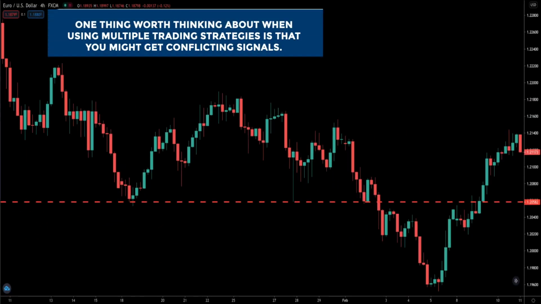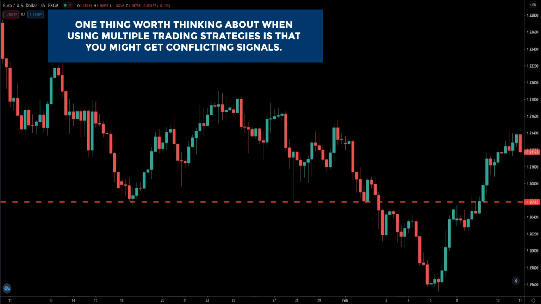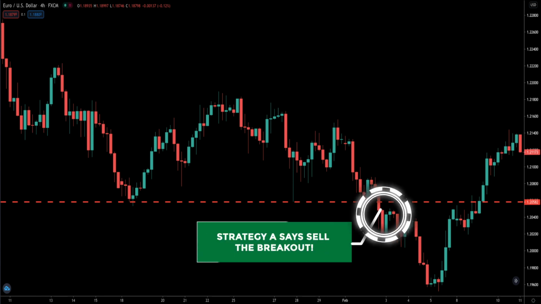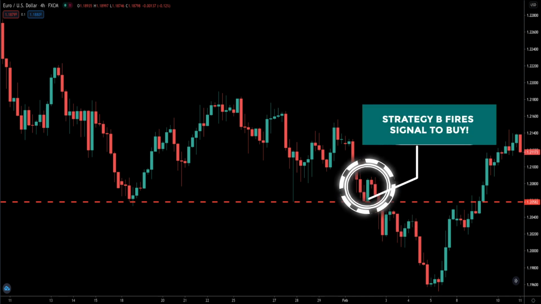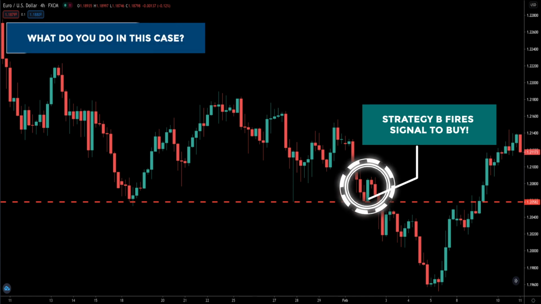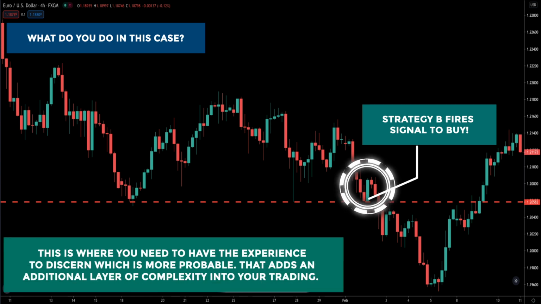One thing worth thinking about when using multiple trading strategies is that you might get conflicting signals. For example, strategy A might show a sell on euro dollar, while strategy B might be indicating a buy on euro dollar at the same time. So what do you do in this case? Well, as you can see, this is where you need to have the experience to discern what is more probable.